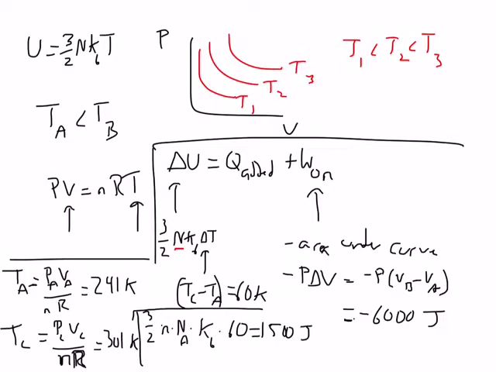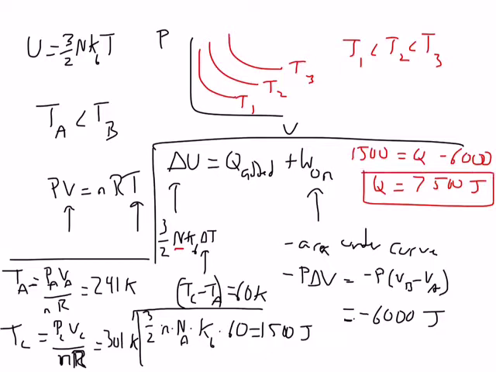So now we're ready to actually substitute everything in, right? We get, in the end, 1,500 equals Q minus 6,000. And so we can just solve for Q quite easily. Right, 7,500 joules. And that must be the amount of heat added. And it makes sense that it's a relatively large number. Going from A to C, the gas must do work, so it has to lose energy. That's the negative 6,000 joules. But the temperature on the whole goes up, so it has to gain more heat than it loses in terms of work done for the energy to all sort of balance itself out.